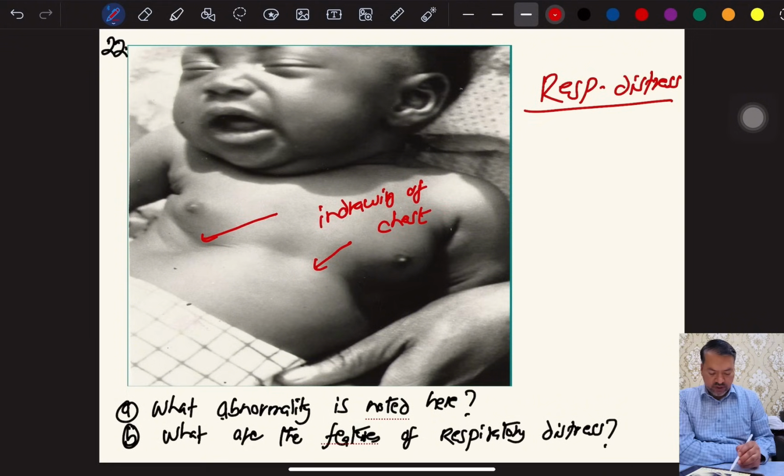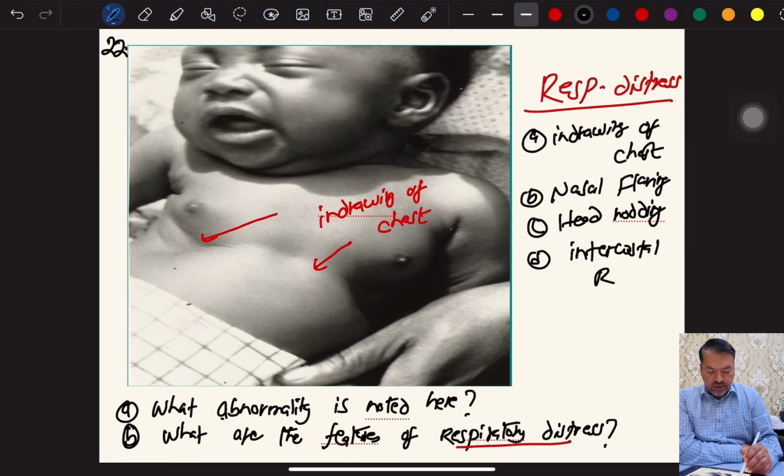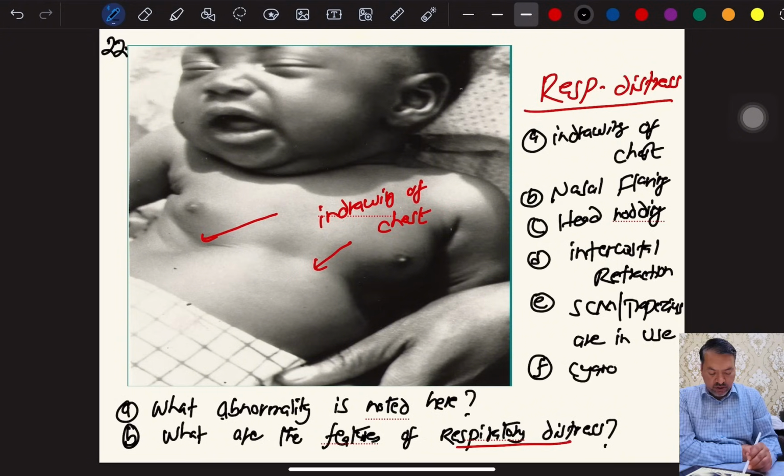Okay, and the question is, what are the features of respiratory distress other than indrawing of the chest? So you will write indrawing of the chest once again here, which is followed by nasal flaring, head nodding. In a very small and premature baby, head nodding may occur. Then subcostal and intercostal retraction. And in a relatively bigger baby, we can also see sternocleidomastoid and trapezius are contracted, or they are in use. And one more you can write, there will be cyanosis, there will be bluish discoloration. But frankly speaking, cyanosis is a feature of respiratory failure rather than respiratory distress. Okay, so these are some of the very catchy questions.